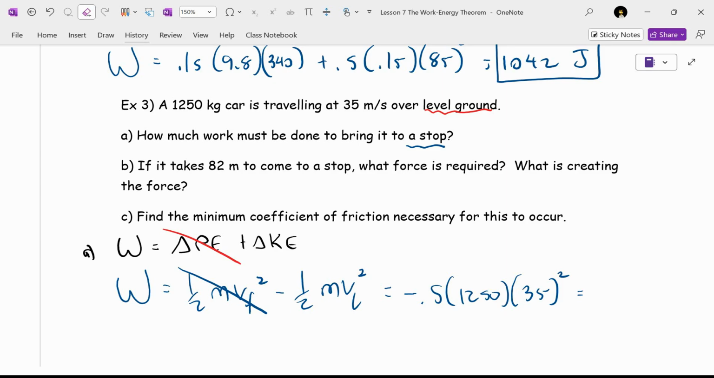What do you get? Read me the digits. Yeah. Joules. -765,625. Negative, basically 750,000 joules. Where does all that energy go? It's got to go somewhere. The law of conservation of energy says you can't just magically make it vanish. It has to go somewhere.